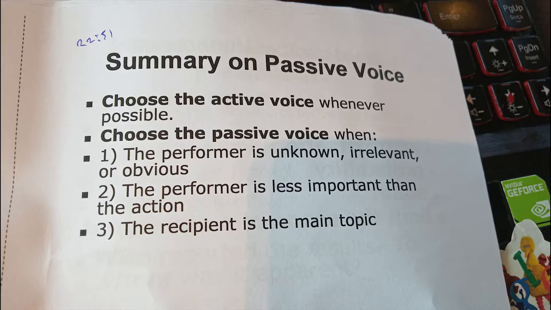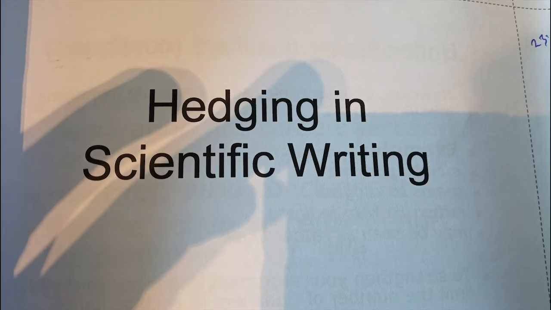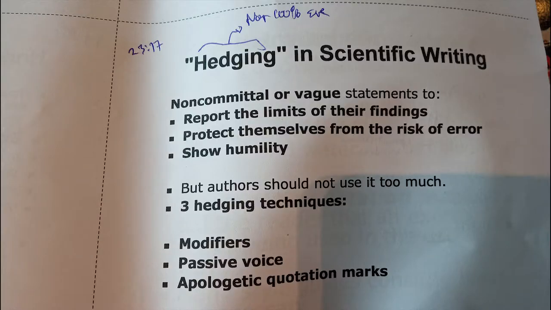My next point is about hedging. Hedging means that as researchers, we are not always 100% sure. And when we want to report the limits of our findings or protect ourselves from error, we will use three different types of hedging. Hedging means, again, to show approximation, probability, doubt, or to limit the scope of the statement. I want to show this is not 100% sure or 100% true 100% of the time. And so I will use some hedging words, especially in my discussion section. Very important in this part of the paper.